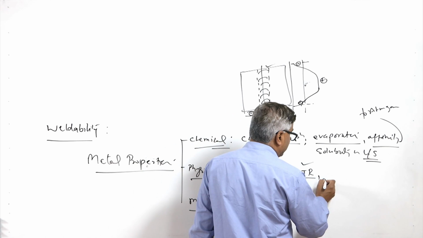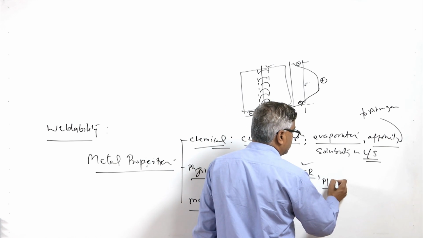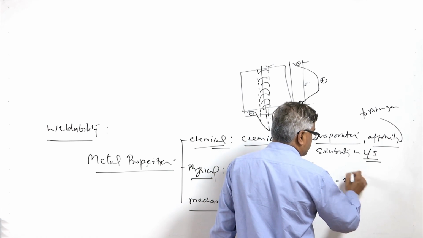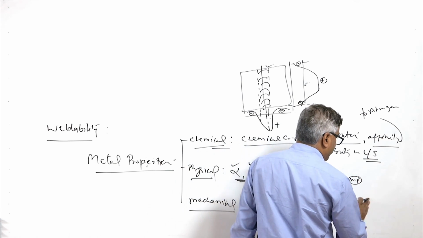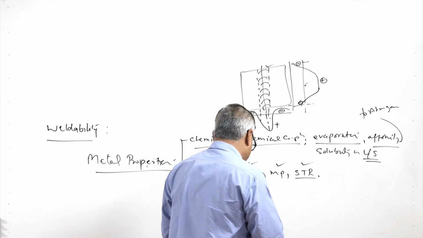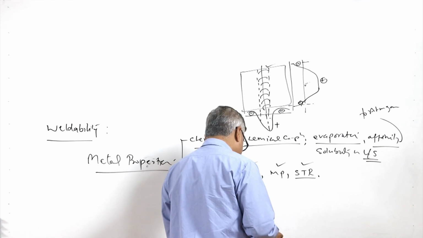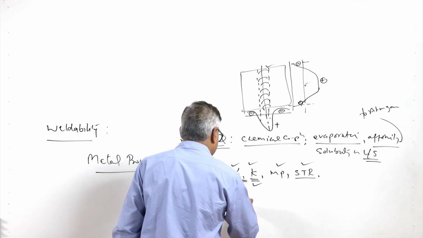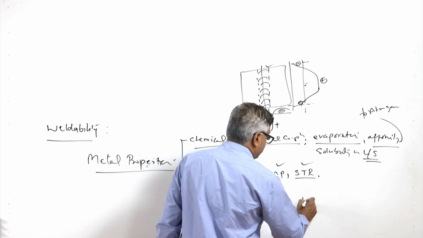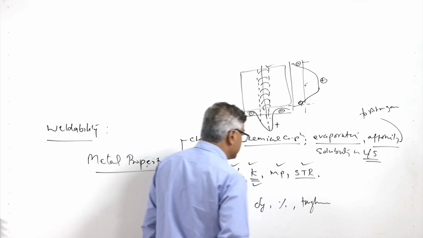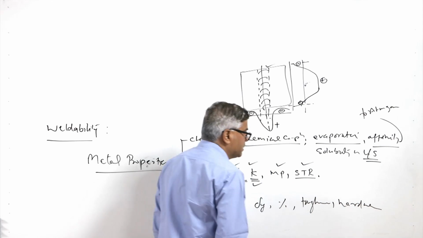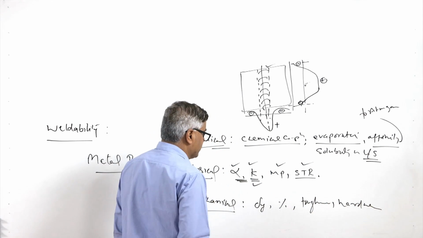So, the pure metals and the eutectic alloys will have one constant melting temperature. There is one melting point. So, they are immune to the solidification cracking tendency. Then apart from these properties, we have the mechanical properties. So, yield strength, percentage ductility, toughness of the metal, and the hardness are some of the properties which will be affecting the ease of welding.